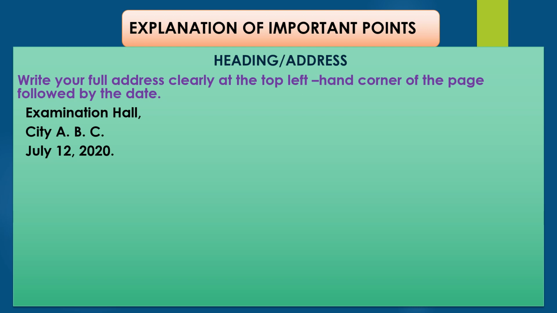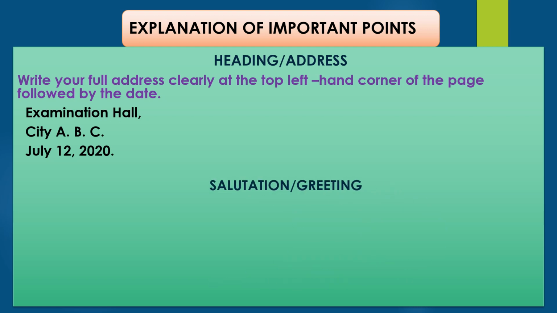On third line, you will write the date. First of all, you will write the month. After that, you will write the date and insert a comma. And then you will write the year. And after writing the year, you will put full stop.